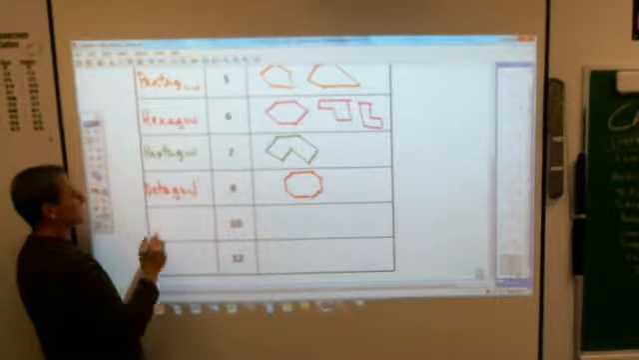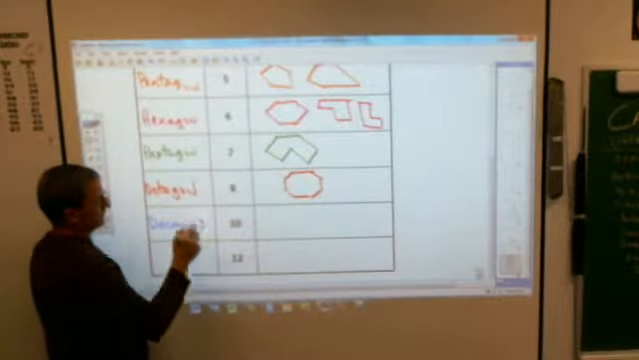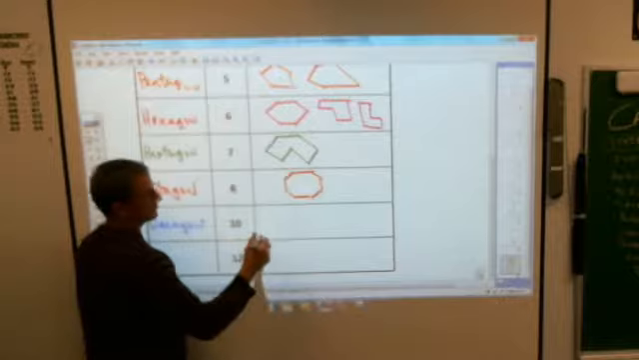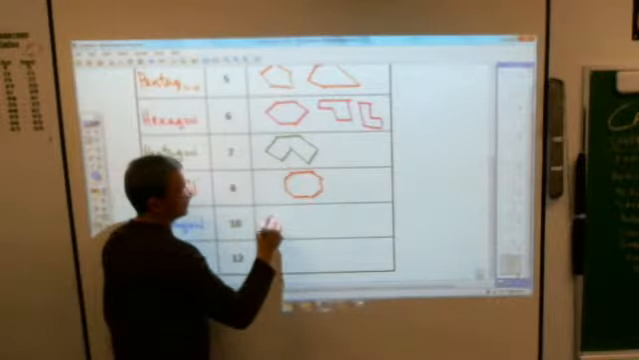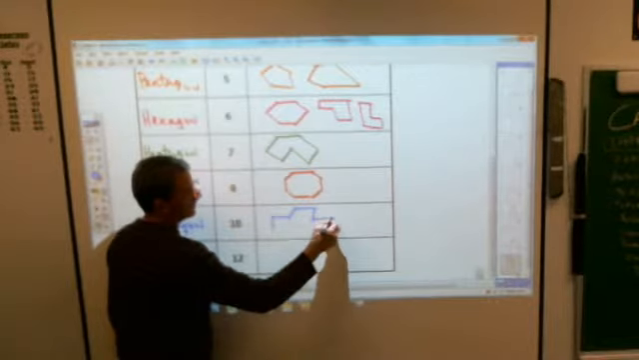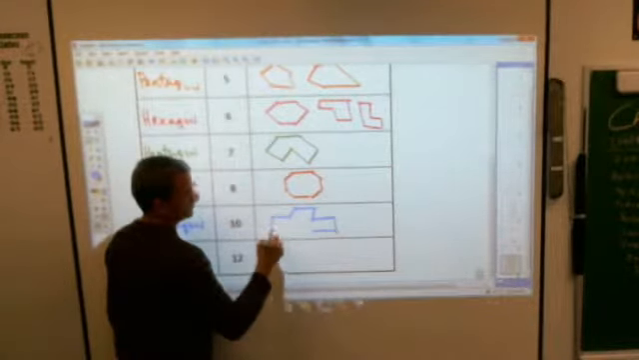Ten sides. Decagon. Like a decade has 10 years, so a decagon has 10 sides. I'm just going to do a goofy one here. 1, 2, 3, 4, 5, 6, 7, 8. What am I going to do here? 9, 10.